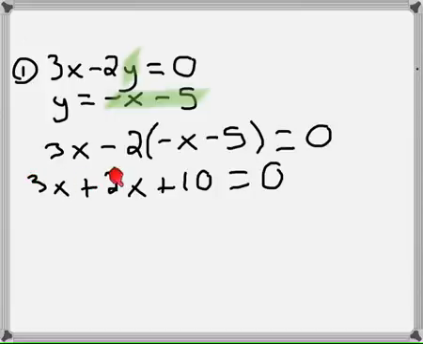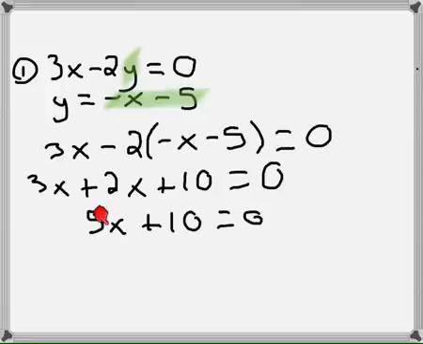Hope you remember what these two things are called. They both have an x with them, so they're called like terms. Like terms need to be added. What's 3x plus 2x? 5x. So now I have 5x plus 10 equals 0.